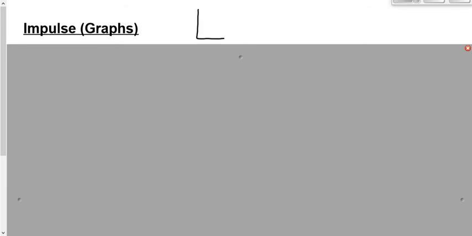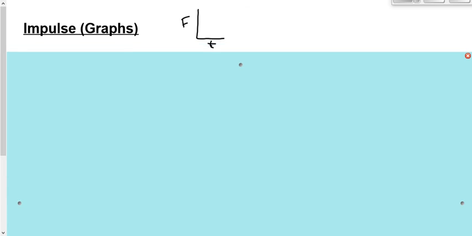I'm going to show you a force versus time graph right now. Force on the y-axis, time on the x-axis. Doesn't matter what the shape of that force versus time graph is. I want you, every single time you see that graph, to remember this: 3 words. Area equals impulse.